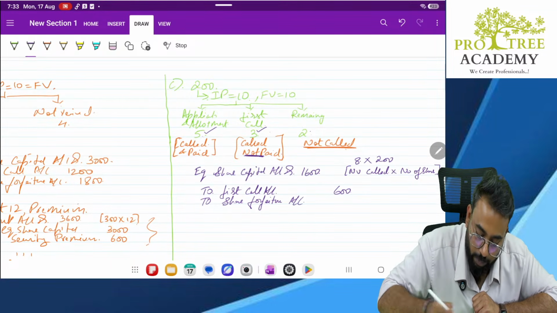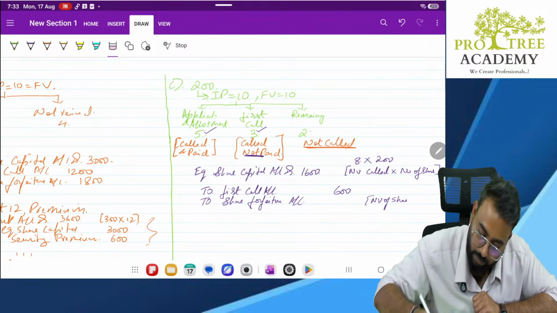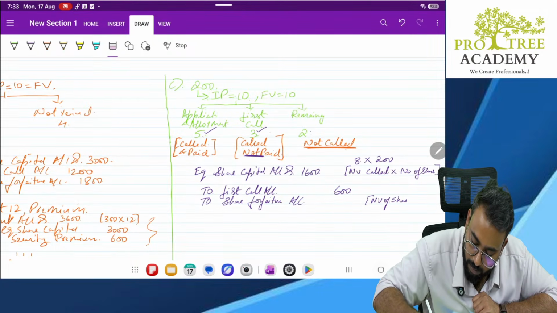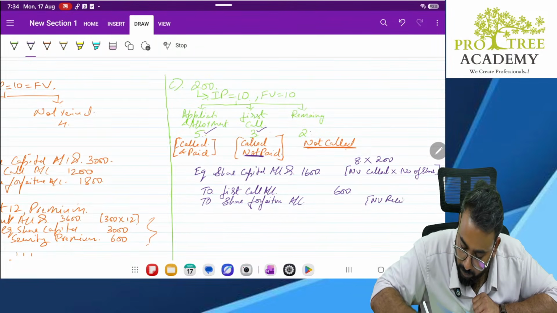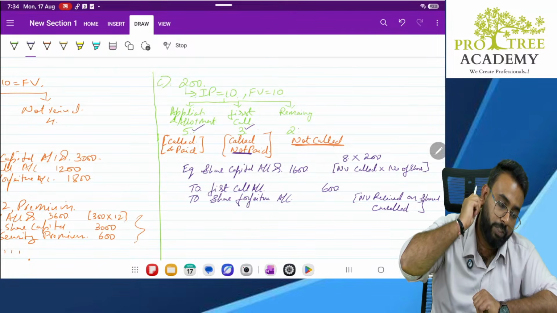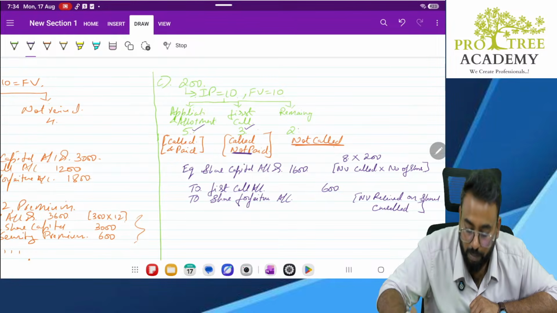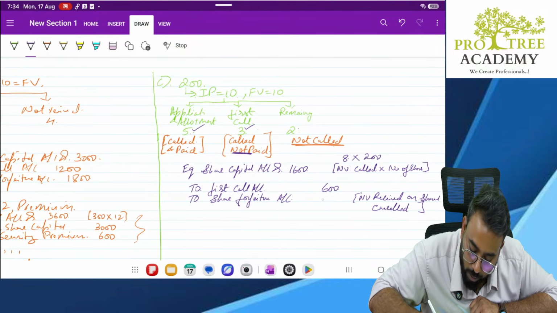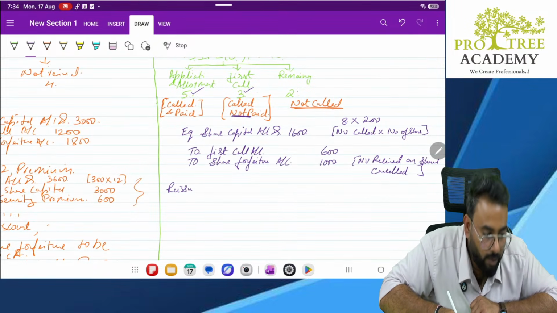How much is paid? 5 rupees is paid, 5 into 200 is how much? Nominal value received on shares cancelled. How much have we received? 5 rupees. Is there any premium? No premium. Everything is normal. So 5 into 200, that is 1000. Done. Now next is reissue.